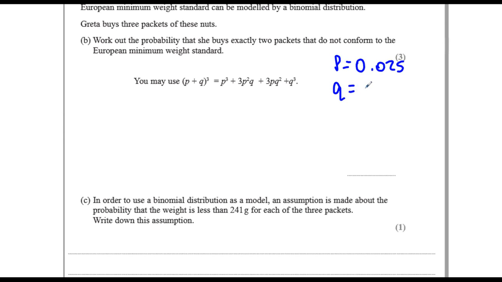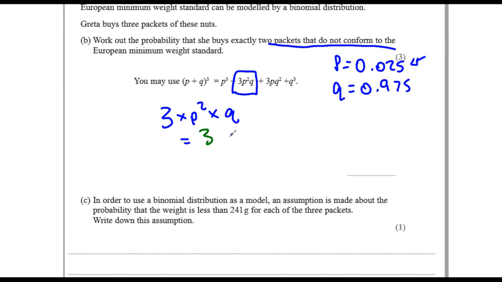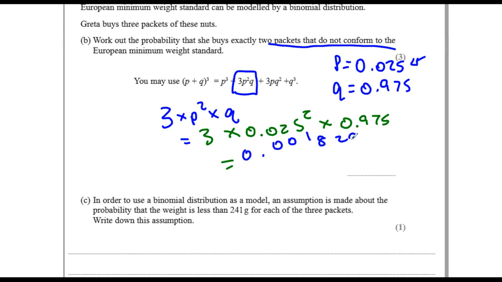That means the failure is 0.975, and if we're talking about exactly 2 packets do not conform, here I've called not conforming a success, so we want the 2 P's. So we want 3 times P squared times Q, 3 times 0.025 squared times 0.975. That is going to give us, on our calculator, 0.0182825, and we can round that to 3 significant figures, and we get 0.00183.